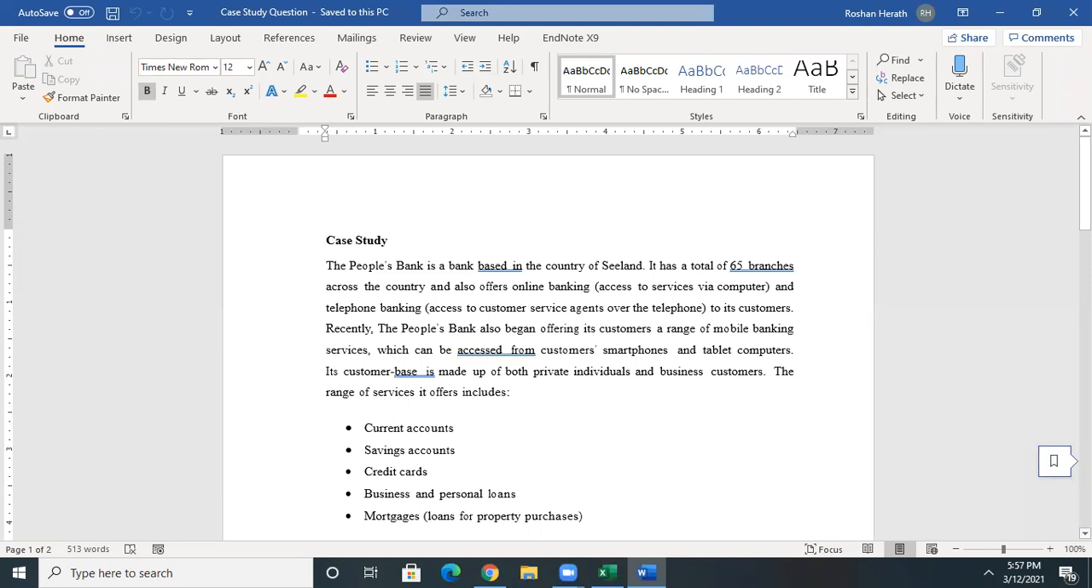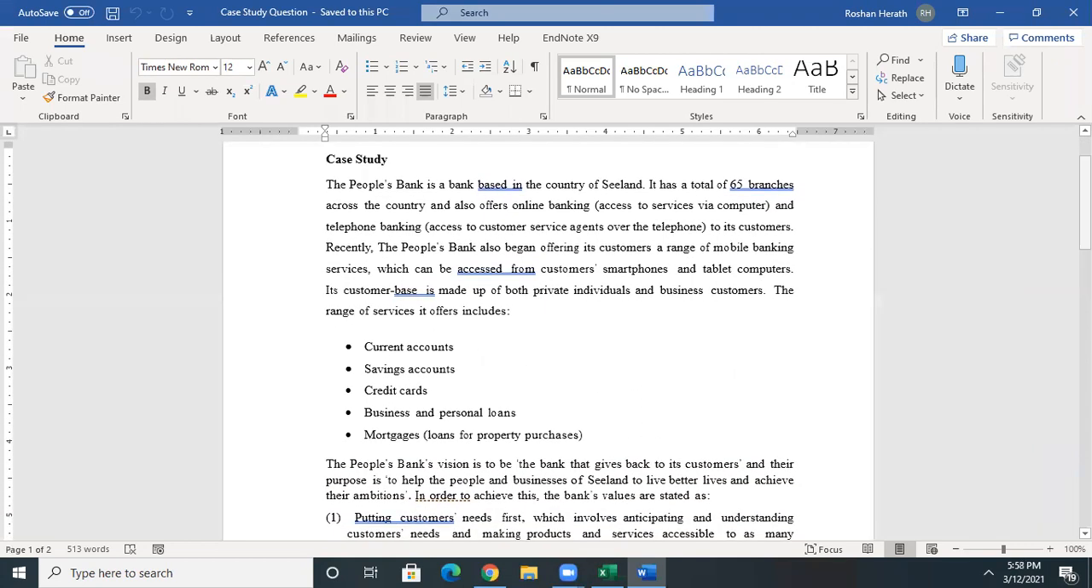Okay. Now let us look at that. The People's Bank is a bank based in the country of Zealand. It has a total of 65 branches across the country and also offers online banking and telephone banking to its customers. So it's a particular bank, it's a People's Bank. It's a bank based on the country of Zealand, and they have currently 65 branches across the country and also offers the online banking as well as the telephone banking to their customers.